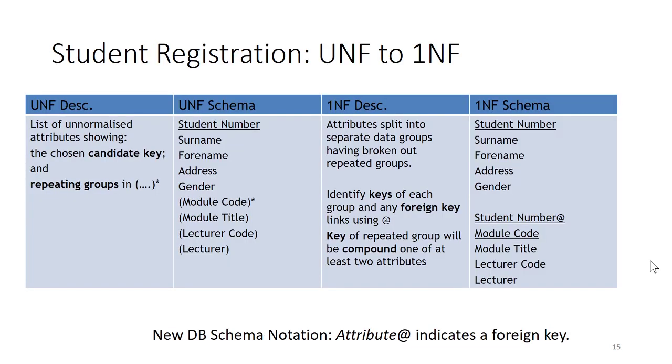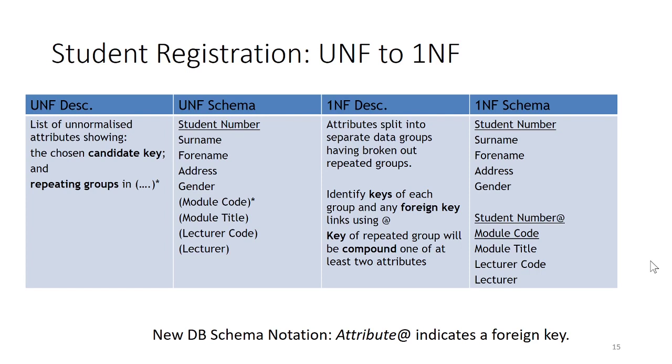Here you can see a summary of the unnormalized form description and schema, and then moving from unnormalized to first normal form schema. As you can see here, we have the unnormalized list, and we now have a schema notation that we can represent this part, which is a student number and so on.